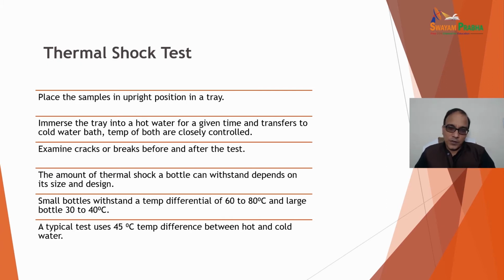The amount of thermal shock a bottle can withstand depends on its size and design. Small bottles withstand a temperature differential of 60 to 80 degrees Celsius, while large bottles can withstand only 30 to 40 degrees Celsius. A typical thermal shock test uses a 45 degrees Celsius temperature difference between hot and cold water. So the thermal fluctuation, you can say, is 45 degrees Celsius between the hot and the cold water. Okay. So this was all about the thermal shock test.